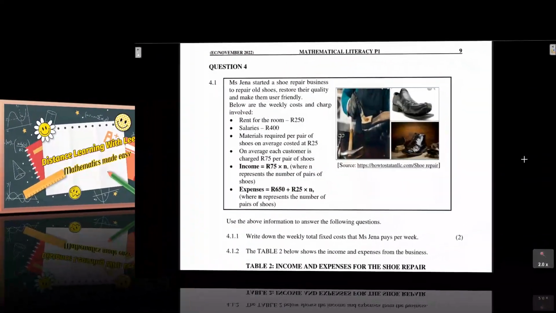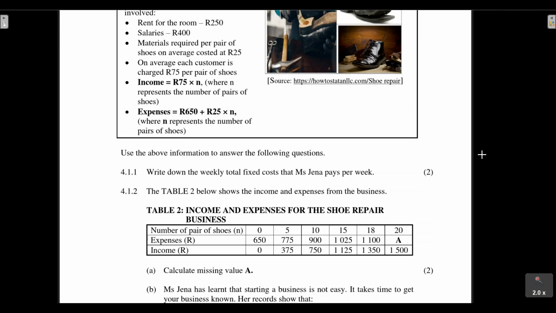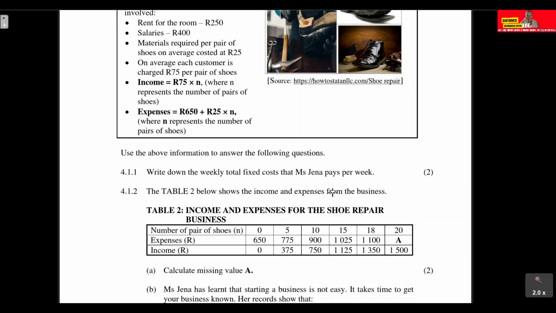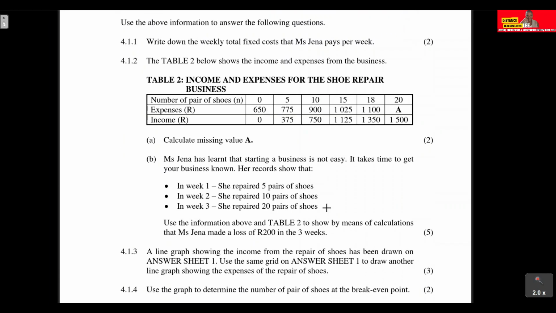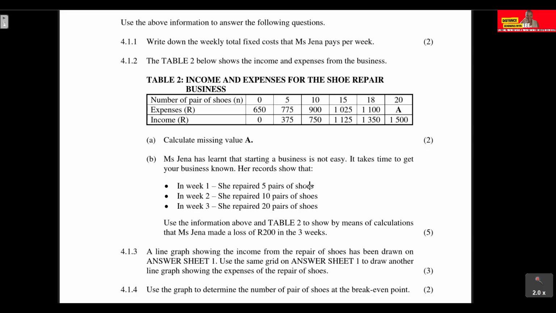Like I mentioned, in today's video tutorial, we are going to be tackling question 4.1, which deals with income and expenses, or income and expenditure. We're going to be looking at the income as well as the expenses that Miss Jenna makes from her shoe repair business. We're also going to be drawing a line graph using the information given in table 2, and from that line graph we are going to determine the break-even point.